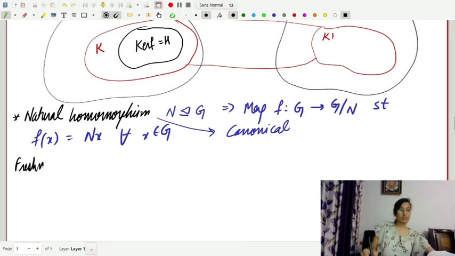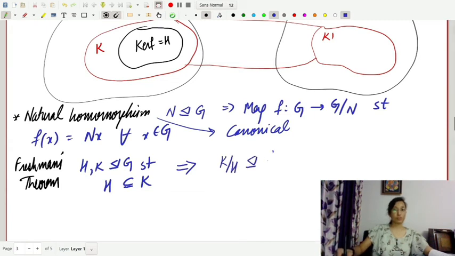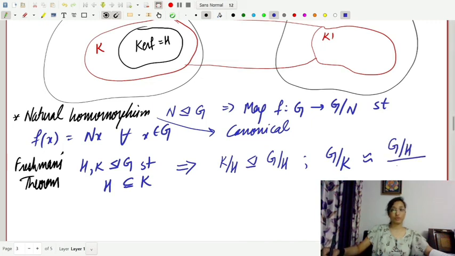Freshman's theorem states that for H and K normal subgroups of G such that H is a subset of K, then K modulo H is a normal subgroup of G modulo H and G modulo K is isomorphic to G modulo H over K modulo H.